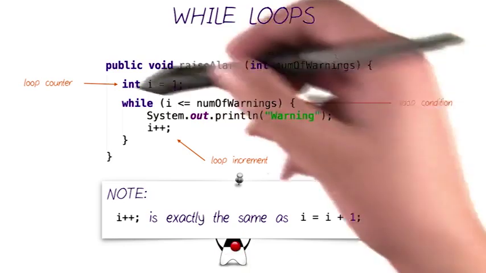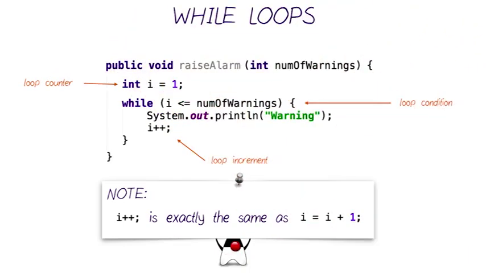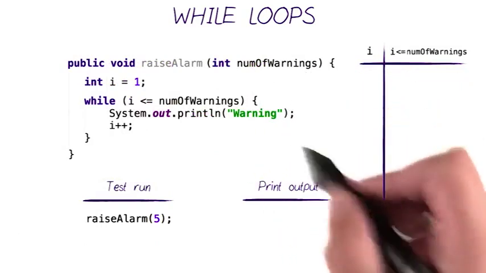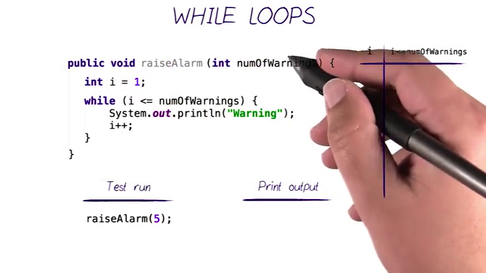So, there we go. With these 3 important parts of our while loop, we managed to build a loop that would repeat something for a specific number of times. Let's trace it and see what's happening. Okay, let's assume we're going to call this function with a parameter value 5, making our numberOfWarnings variable equal to 5.